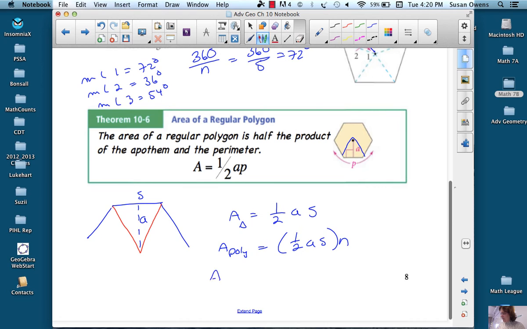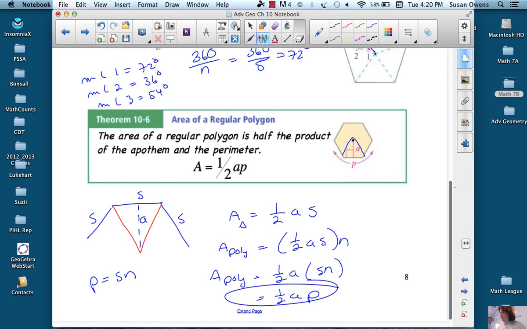So let me just rearrange this a little bit. 1/2 apothem, and then I'm going to put the S and the N together. Well, if you take a look, we're going to have a whole bunch of S's going around. Those are the side lengths. And if we take the side length times the number of sides, that's just going to be the perimeter. So we can say that the perimeter is just the side length times the number of sides, so we can replace this. And so there we get apothem times perimeter.